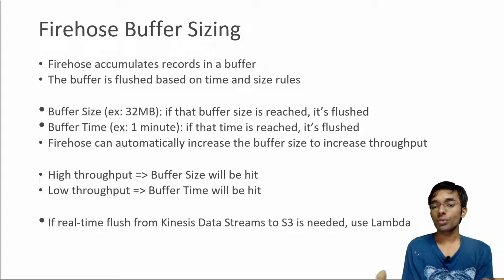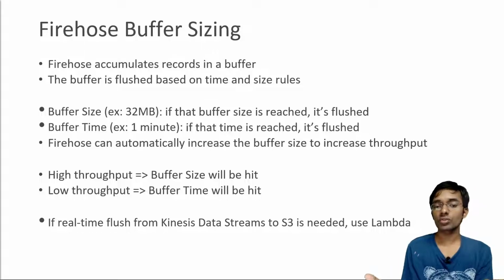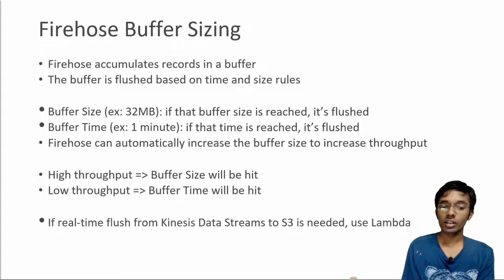So if you want to be real time, flushing from a Kinesis data stream into S3, then you cannot use Firehose anymore. You need to use Lambda. And that will cost you a lot more to read in real time from the Kinesis data stream and send into S3. But Firehose is not the right way to do real time from the Kinesis data stream to S3. You have to use Lambda instead in that case.